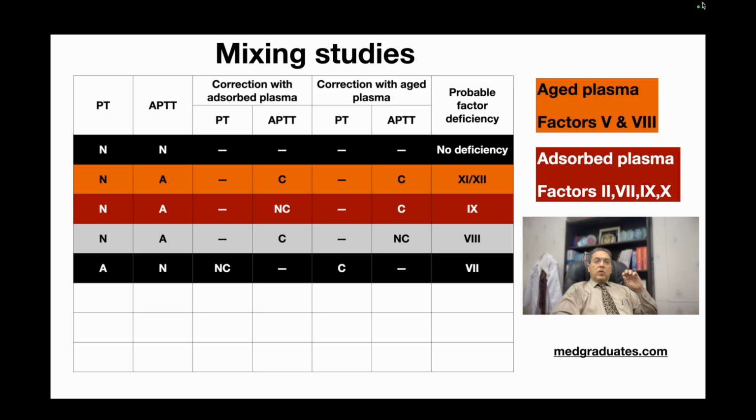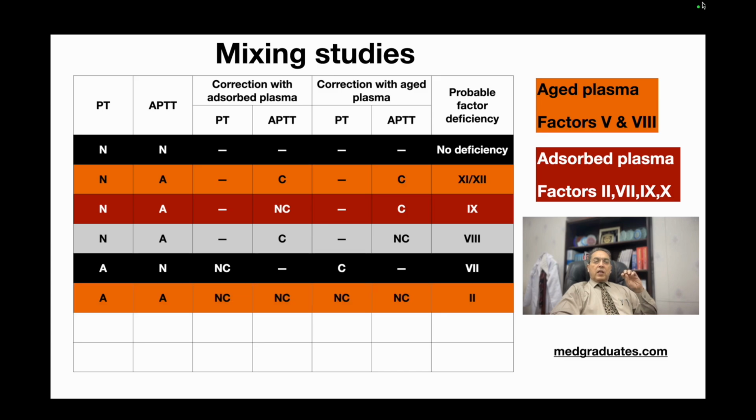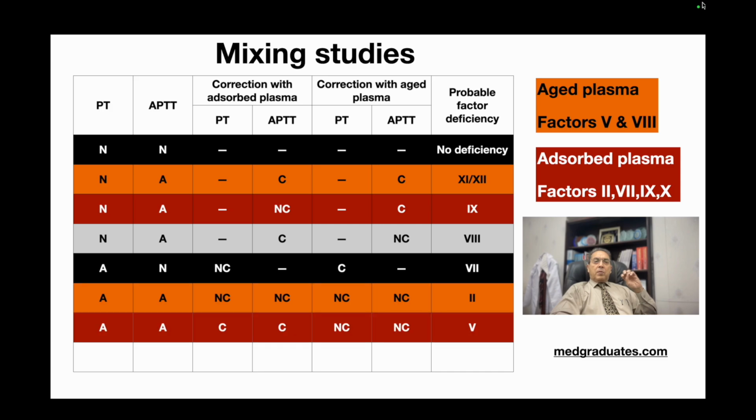If we've got abnormal PT and normal APTT, which is not corrected by adsorbed plasma but corrected by aged plasma, this is factor 7 deficiency. If we've got abnormal PT and abnormal APTT, which is not corrected by anything, this is factor 2 deficiency. If we've got abnormal PT and abnormal APTT, and both are corrected by adsorbed plasma but not by the aged plasma, this is factor 5 deficiency. And if both PT and APTT are abnormal, and they are not corrected by the adsorbed plasma but are corrected by the aged plasma, this is factor 10 deficiency. So this is how we can find out which factor is deficient in these patients.